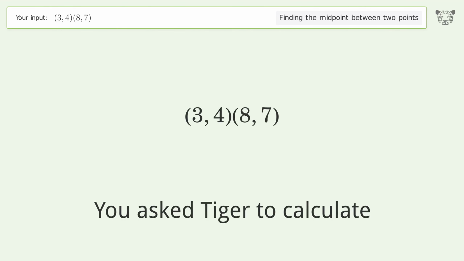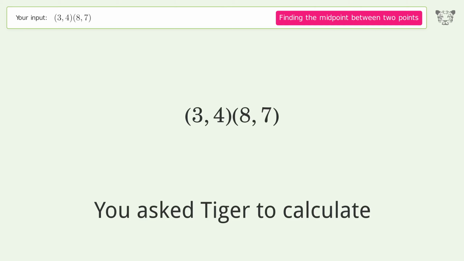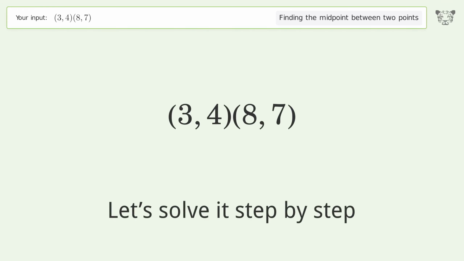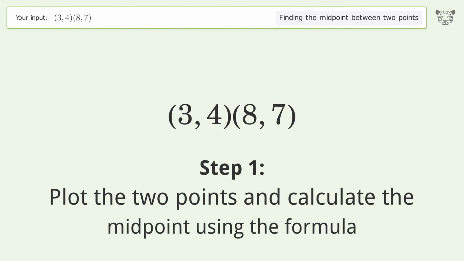You ask Tiger to calculate. This deals with finding the midpoint between 2 points. The midpoint between the 2 points is 5.5, 5.5. Let's solve it step by step. Plot the 2 points and calculate the midpoint using the formula.